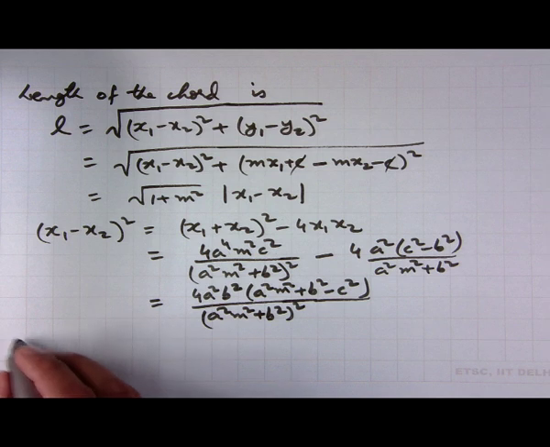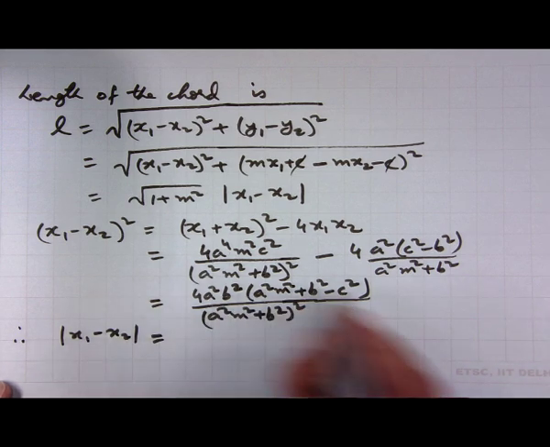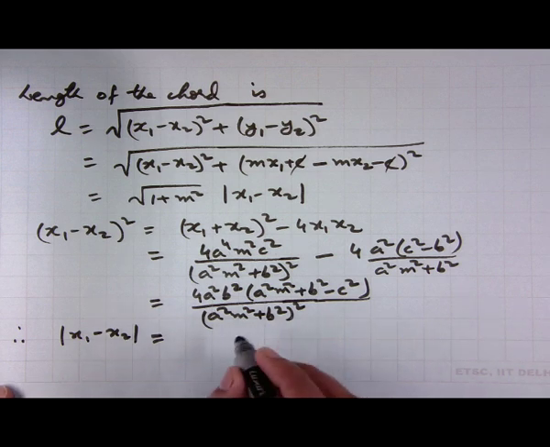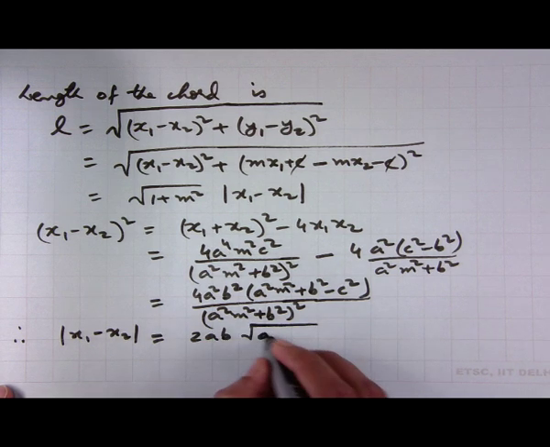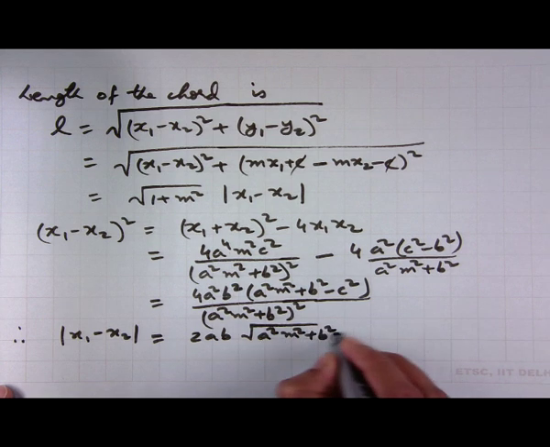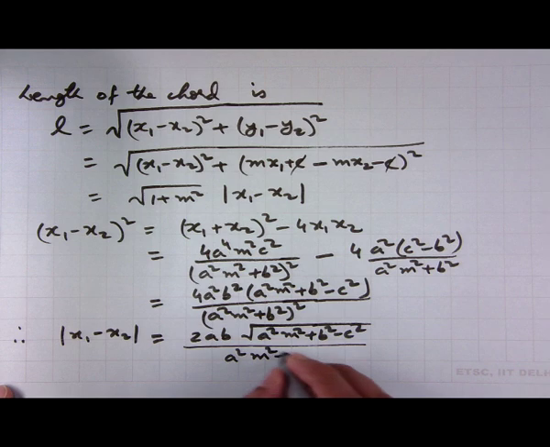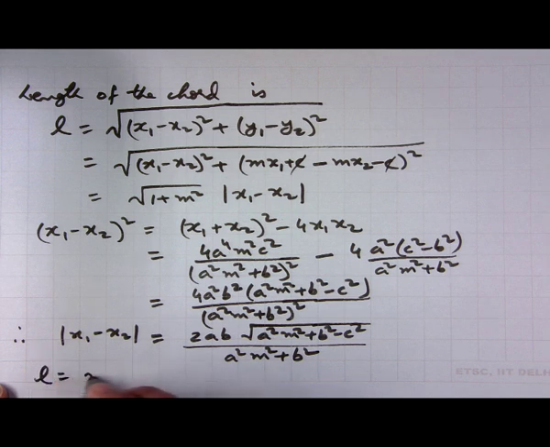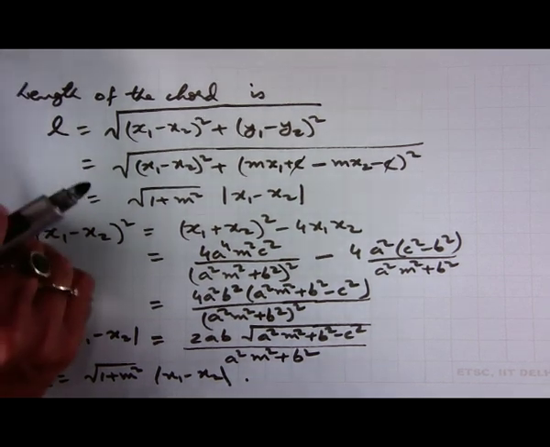and therefore, mod x1 minus x2 is the positive square root of this. So, that is equal to 2ab times square root of (a square m square plus b square minus c square) divided by (a square m square plus b square), and length L is square root of 1 plus m square times this mod x1 minus x2. So, we can find the length of the chord joining any 2 points on the ellipse using this formula.